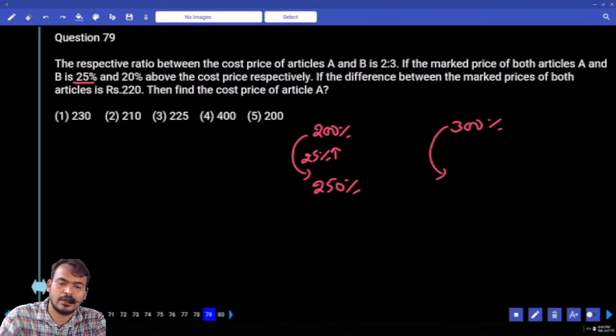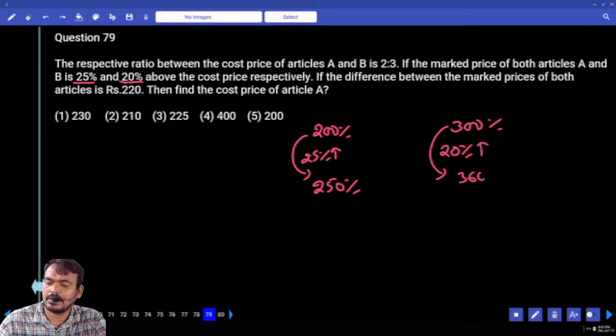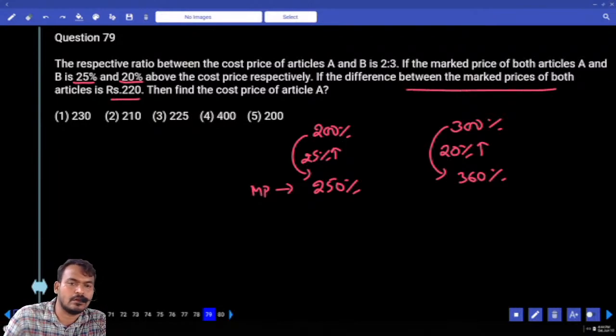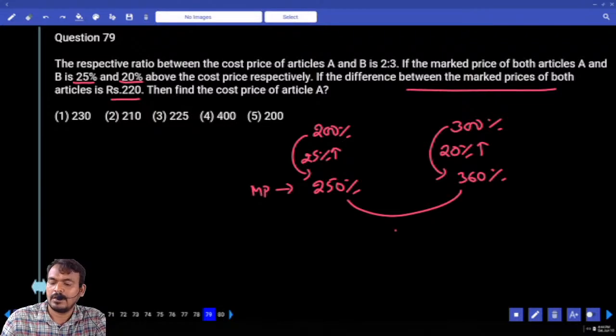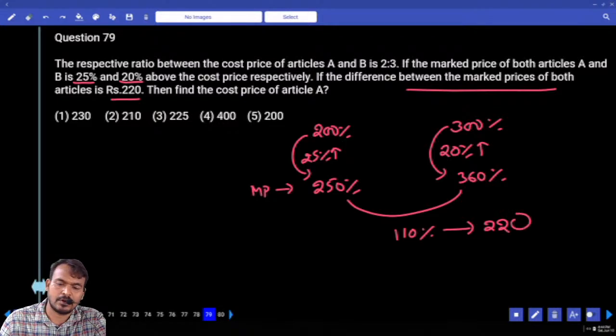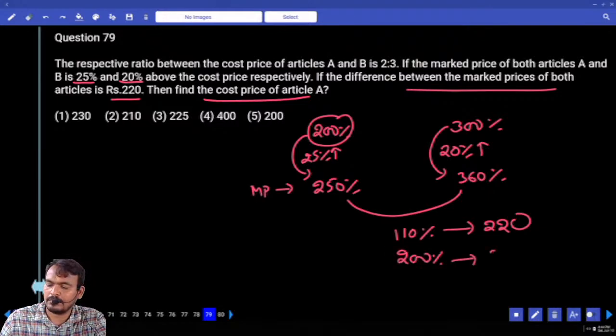Next, out of 300, how much percent above? 20%. What is 20% of 300? 60. 300 plus 60, 360. One is 250%, another one 360%. These two are market prices or selling prices? Market prices. What is the question here? The difference between the market prices is 220. What is the difference between these two values? 110%. What is the 110% value? 220. What we required is the cost price of article A. How much percent do we need? 200%. What is the answer? 400.